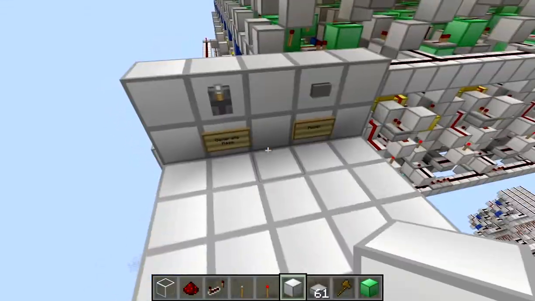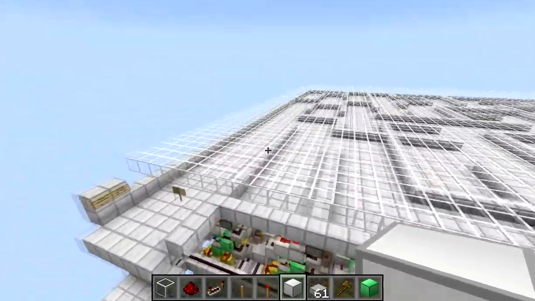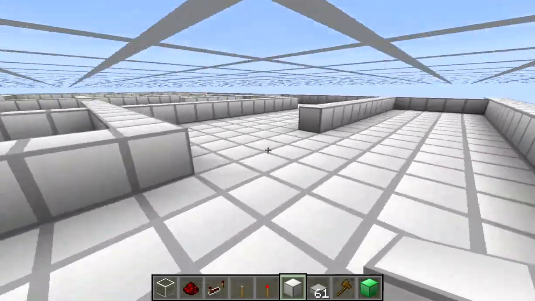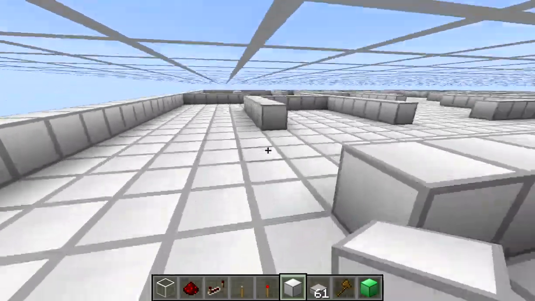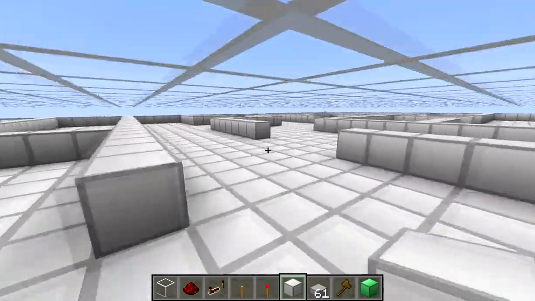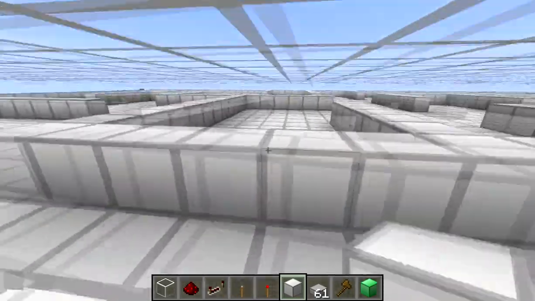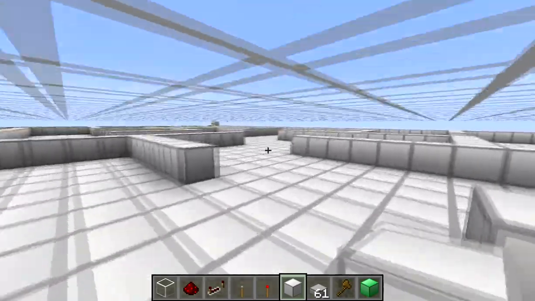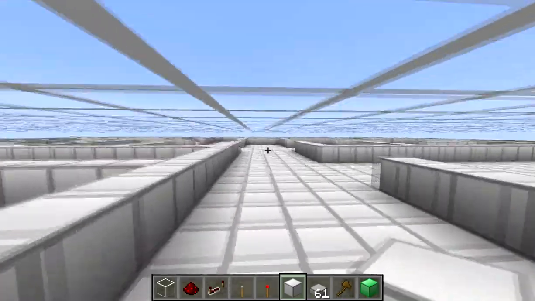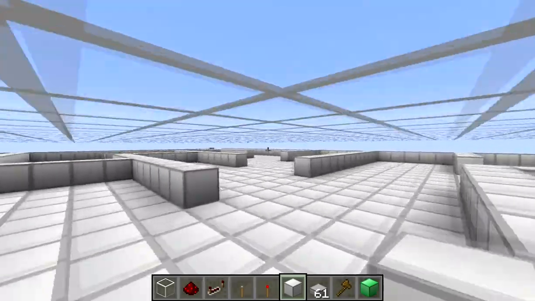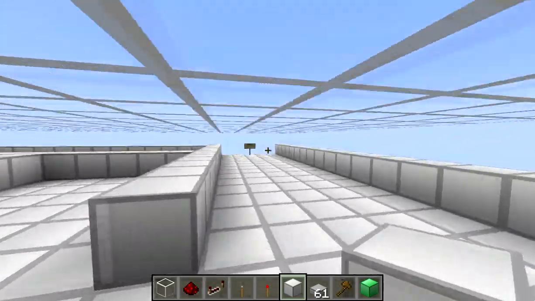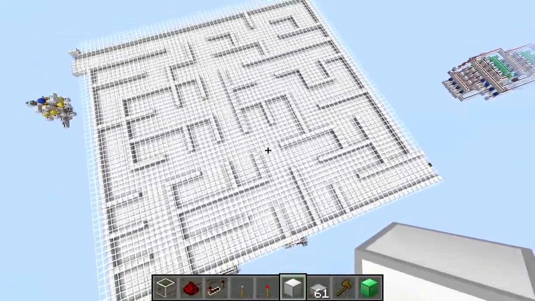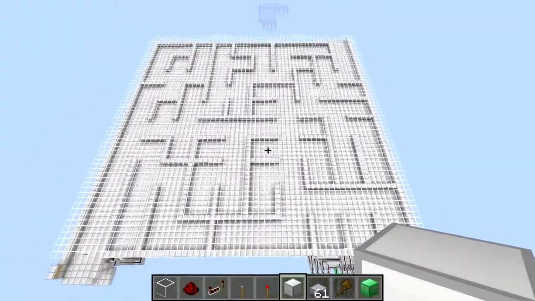So once we're done, we turn off the clock to avoid lag, and we can actually go into this maze and try to find our way out. So the mazes generated aren't really hard. There's going to be a bunch of really short dead ends, but that's just part of the maze generation.